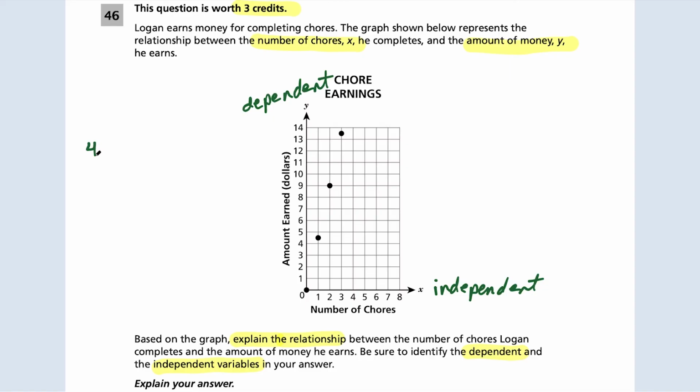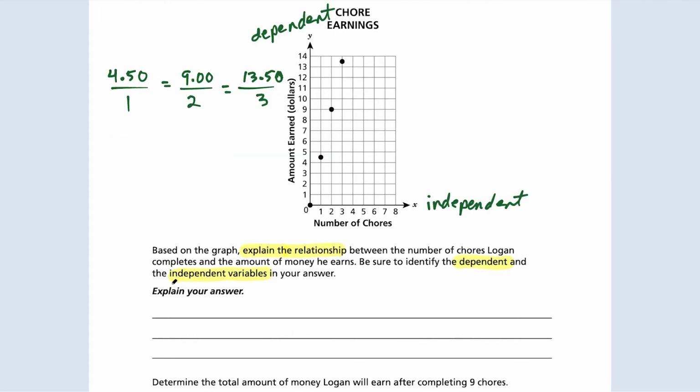So let's think about that here. We have $4.50 for completing one chore. And then for 2 chores, that's $9 for 2 chores. And if you do this division here, 9 divided by 2 is going to give you 4.50. So this is looking good so far. And now for the last entry on the graph, 3 chores will earn him $13.50. So if you want to double check here, do $13.50 divided by 3, and that is going to simplify to $4.50, or 4.50 if we're not including the units here. So now we'll put into words what we just found: Logan earns $4.50 for every chore that he does.